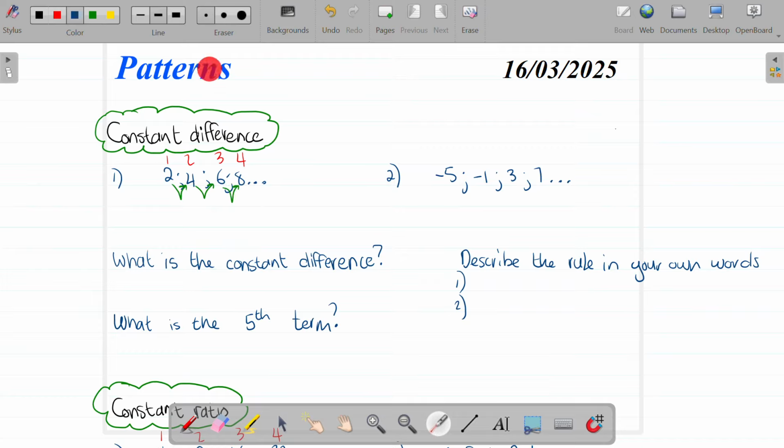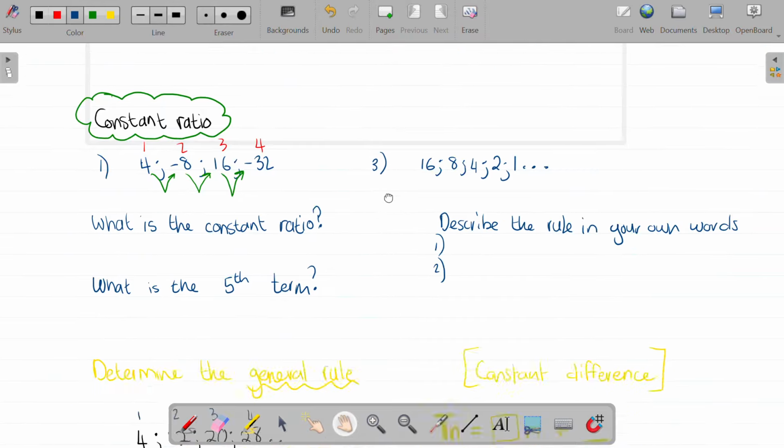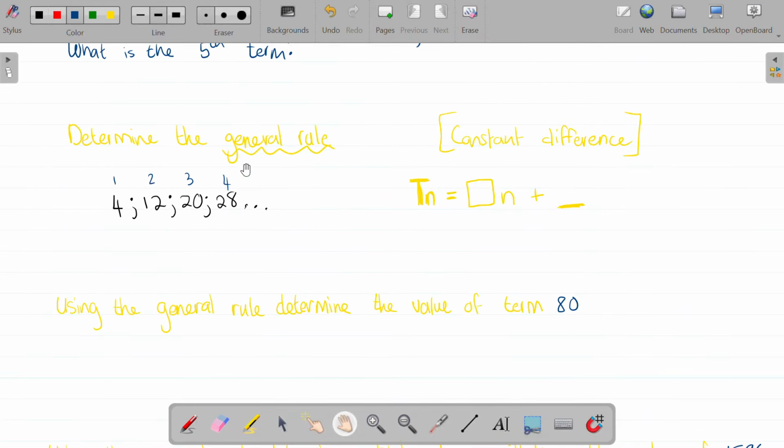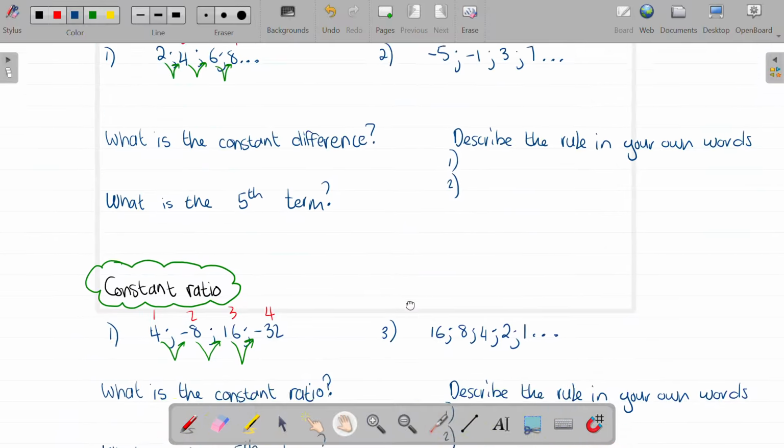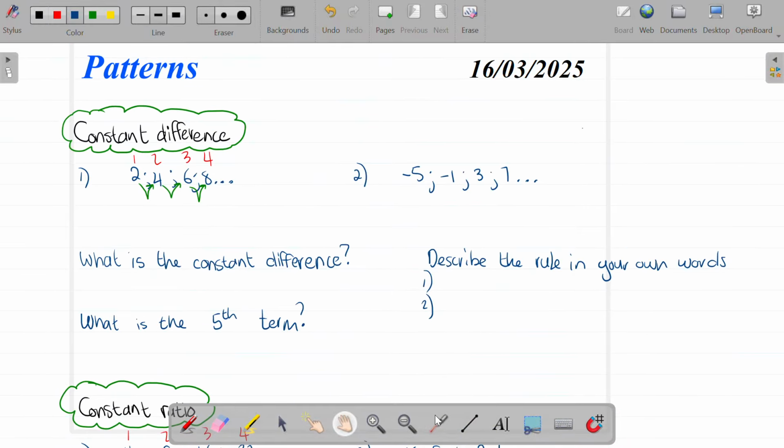Today what we're going to be doing is patterns, okay? And we're going to be looking at constant difference and then constant ratio, as well as the question determining the general rule. All right. So let's have a look and see how do we answer or how do we detect and think about certain patterns, okay?